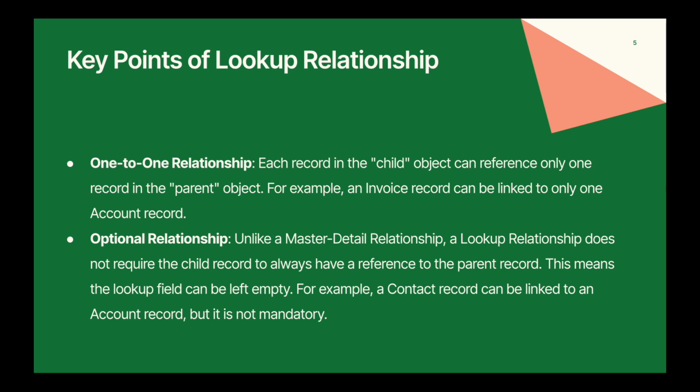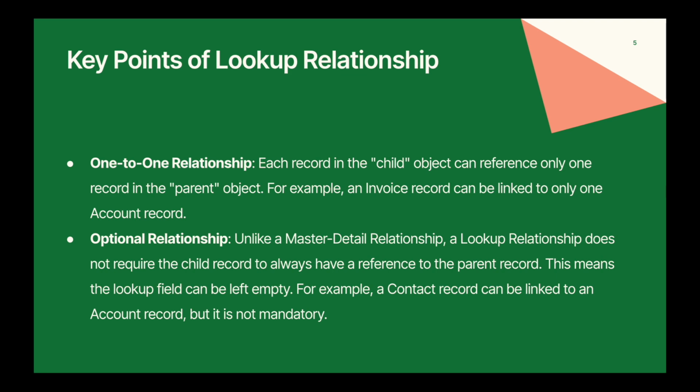So suppose you have created a relationship between account and opportunity, where opportunity is a child object and account is a parent object. So for each opportunity there will be only one account, so you can refer only one account for one opportunity. Here also one example is mentioned, that an invoice record can be linked to only one account record. So in this example, the invoice object is a child object and account is a parent object.